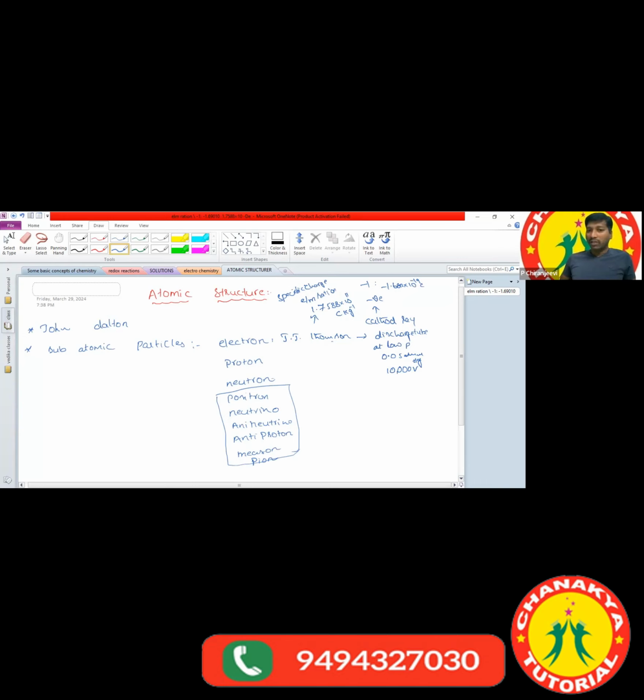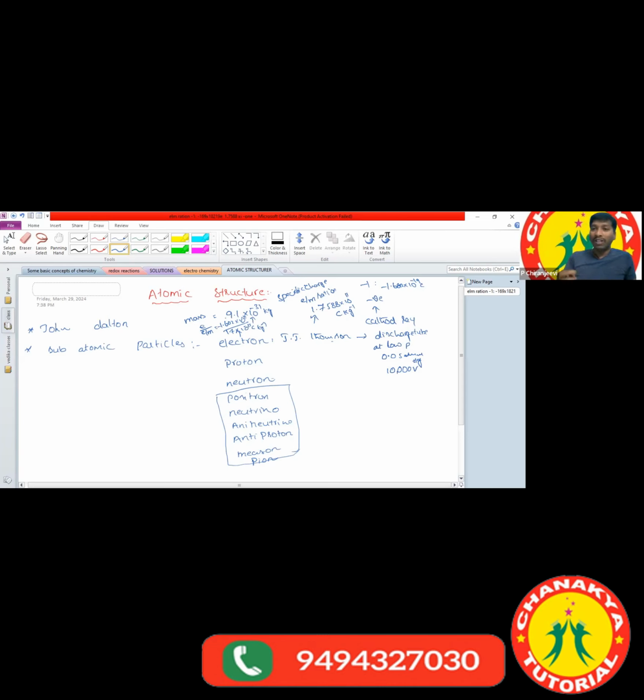Here we discuss the mass of the electron. What is the mass of the electron? 9.1 into 10 power minus 31 kg. Sir, how do we calculate the mass of the electron? The mass is calculated from charge divided by specific charge, that is the e by m value: 1.602 into 10 power minus 19 divided by 1.7588 into 10 power 11 coulomb kg inverse. Using this formula, they calculate the mass of the electron, which is 9.1 into 10 power minus 31 kg.